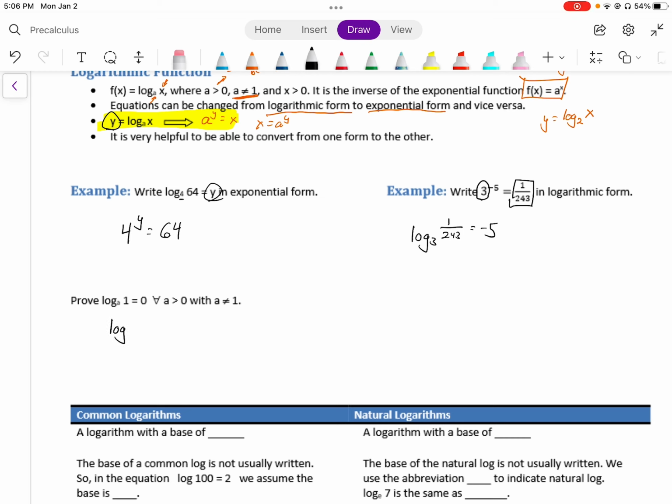We're going to start with our logarithm here, and what we're going to do is just change forms. So the base of the logarithm is the base of the exponent. It's a pretty sad looking a there. So a to the 0 power equals 1. And we know that to be true from our rules for exponents, that anything to the 0 power is equal to 1. So that was a really easy thing to prove. Just change forms and go back to a property we know from before.